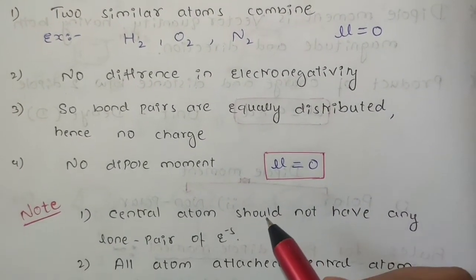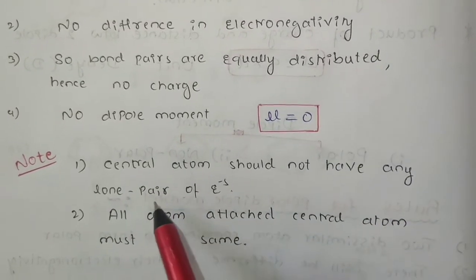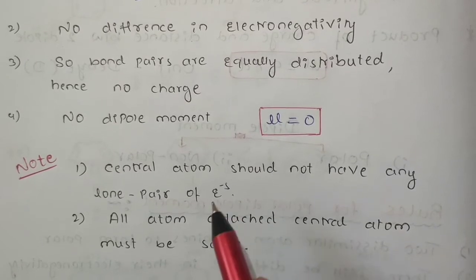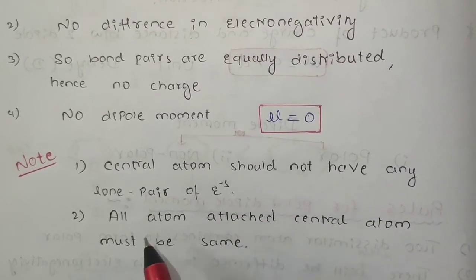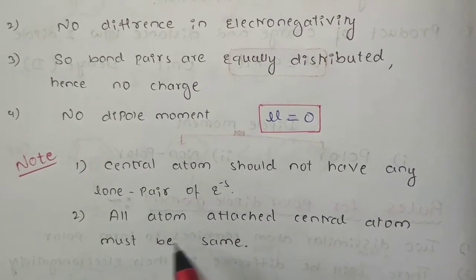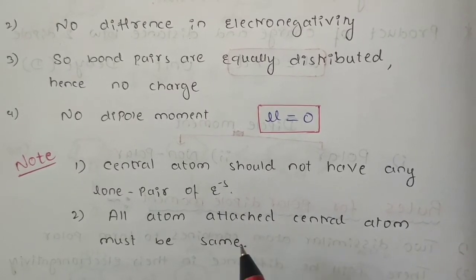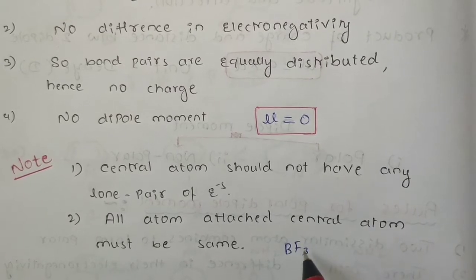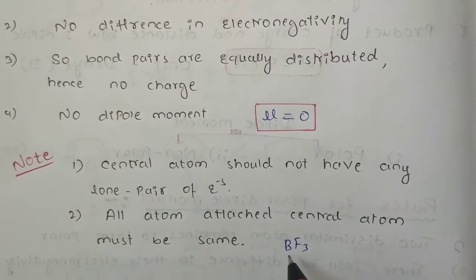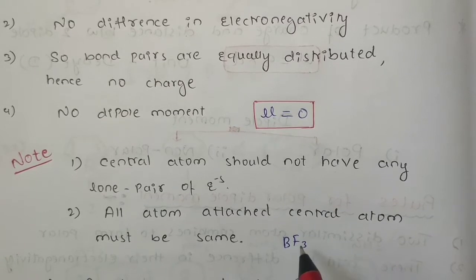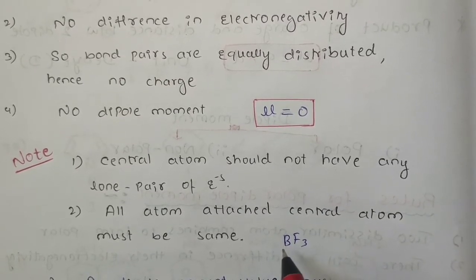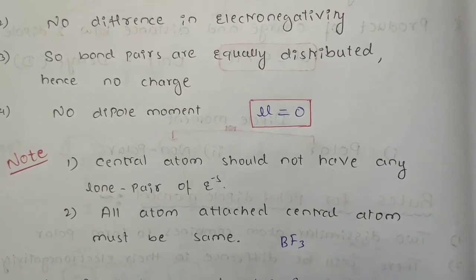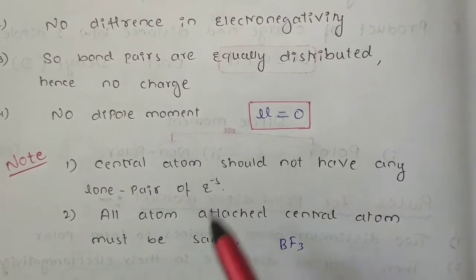Here we can take some notes from the above points. You know that the central atom should not have any lone pairs of electrons; only then can you say it is non-polar. Second, all atoms attached to the central atom must be the same. For example, take BF3. All the atoms attached to the central atom boron must be the same, and it should not have any lone pair of electrons. Like this we can give examples. Later I will solve problems one by one using these rules.